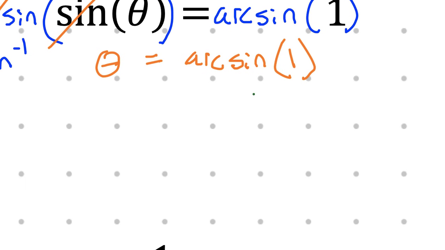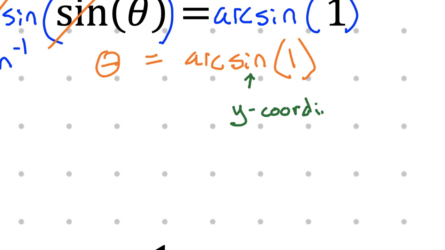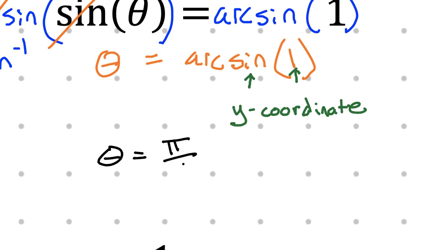Since it's sine, this is asking for the y coordinate. Where do I have a y coordinate of 1? Done. You just found the answer. Theta is equal to pi over 2. So, if I ask you a question, arc sine of 1, you will respond pi over 2.